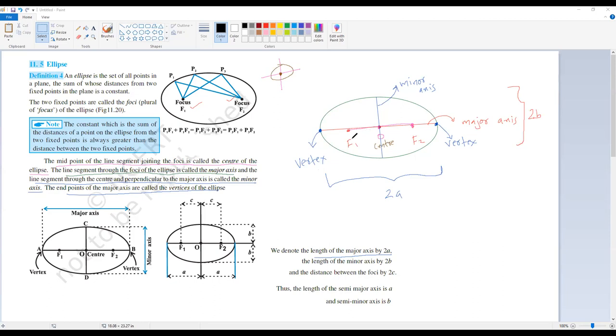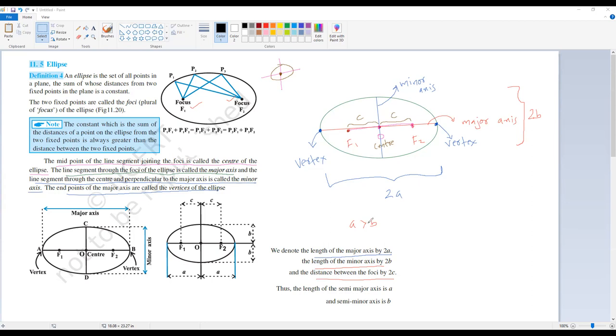So major axis is big. You know that major axis is big. Hamesha our assumption will be a is greater than b in case of ellipse. So length of the major axis is 2a, length of the minor axis is 2b, distance between the foci is 2c. That means this much distance is c. So this is also c, because distance from center to foci, dono milke distance between two foci is 2c.